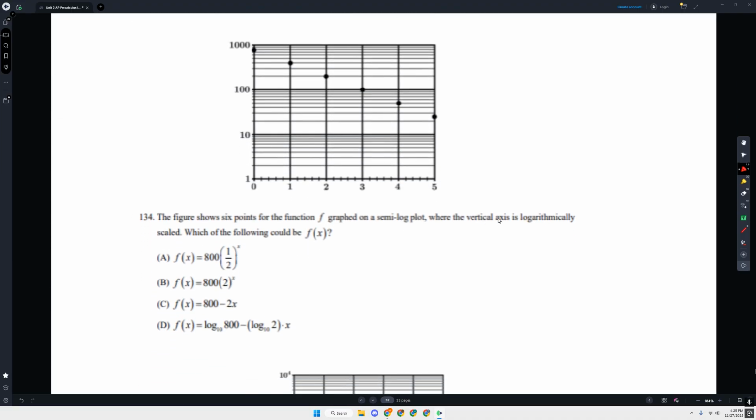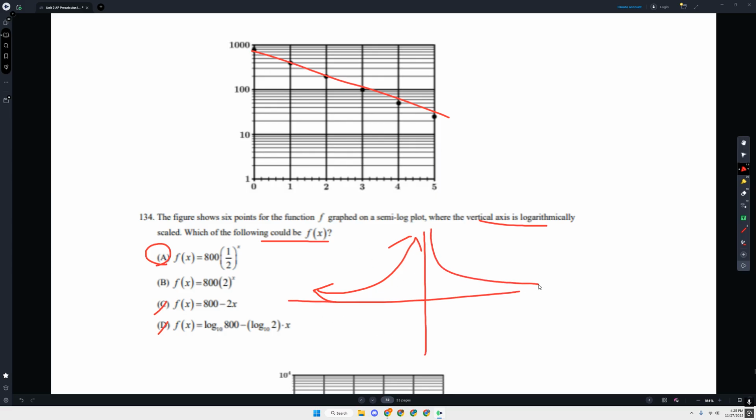So for 134, where the vertical axis is logarithmically scaled, it's asking what could f of x be. We already know it's not the two linear ones, because this is just a representation of it. It's not asking for what this is, our equation f of x. So for f of x, we can see it's decreasing, so it's not increasing. So that means it would be A, because this would be an increasing function, but this has a negative slope, which means it's like this.